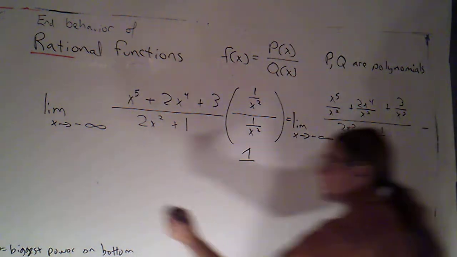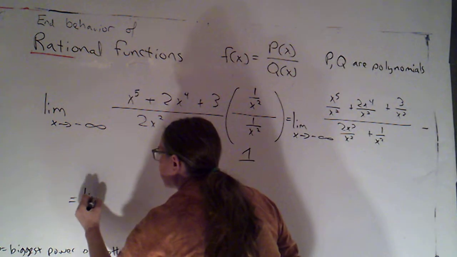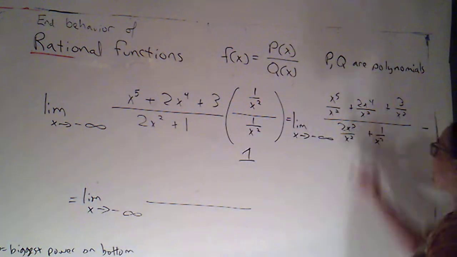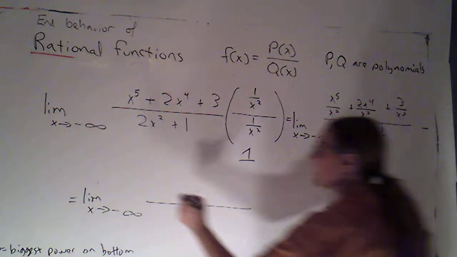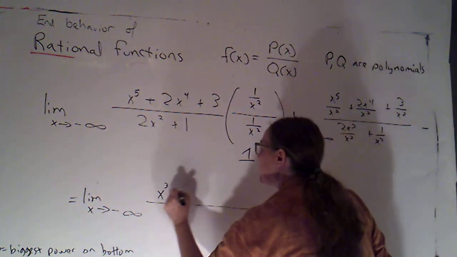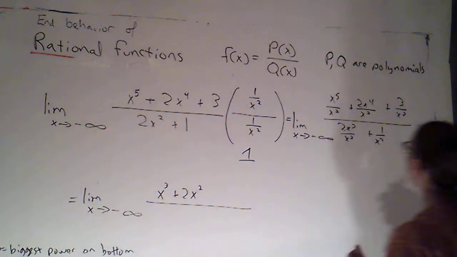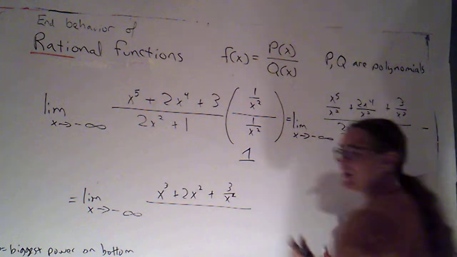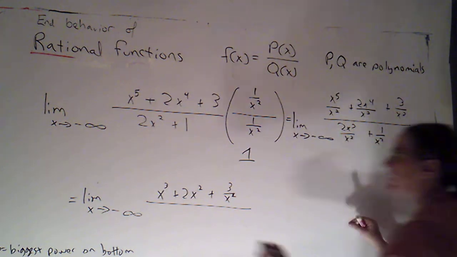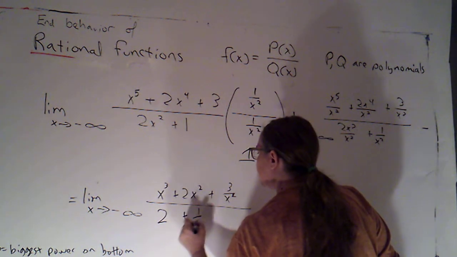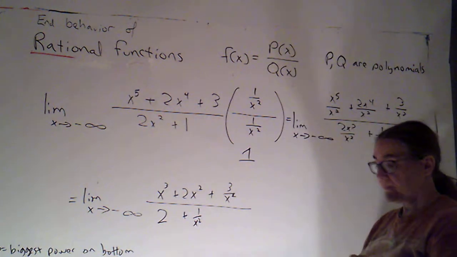Now, in some of those terms, we can cancel some x's. So we've got the limit as x goes to negative infinity of: my first fraction on top becomes x cubed. The second fraction on top becomes 2x squared. The third one stays as 3 over x squared. First fraction on bottom reduces to 2. Second one stays as 1 over x squared.